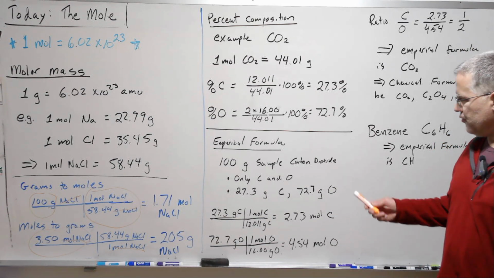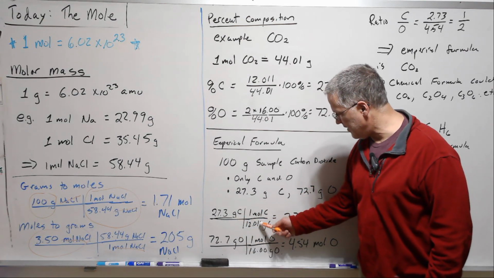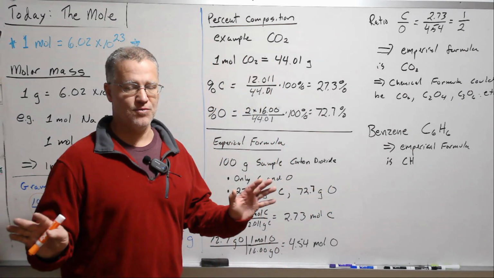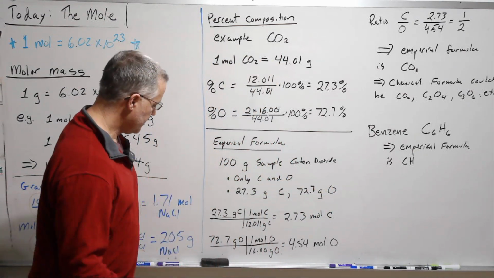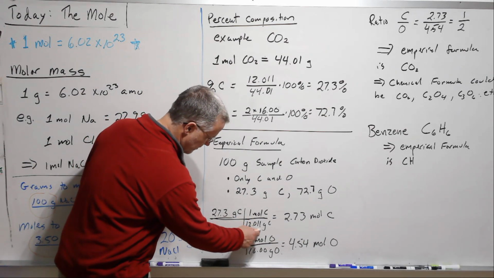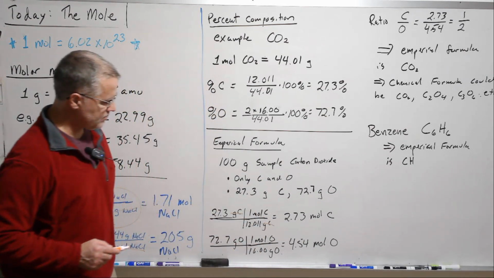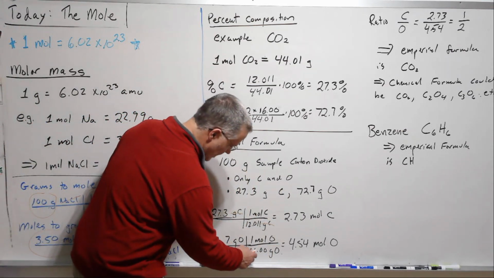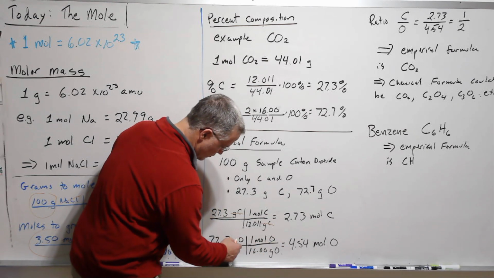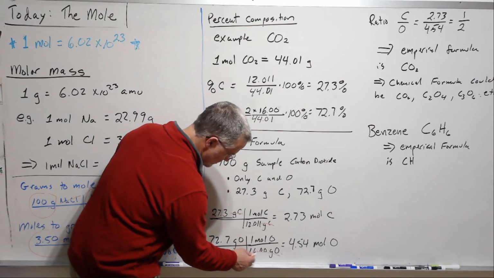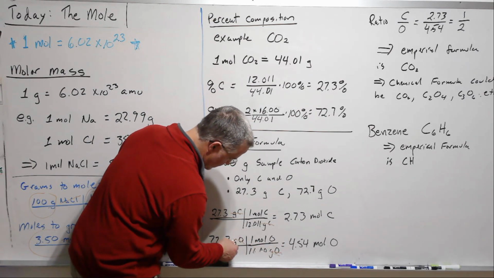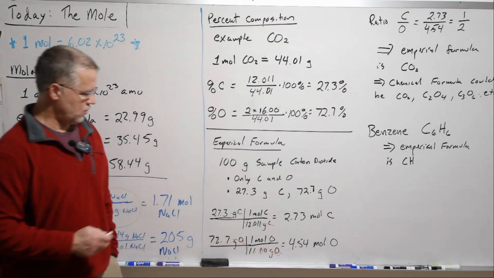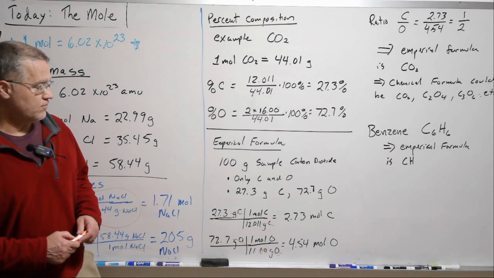Okay. So what do we do? Well, we'll take the 27 grams and then we want to figure out how many moles of carbon that is. Remember, we're pretending we don't know the formula for carbon dioxide. So 1 mole of carbon, 12 grams. So this will cancel the grams, and this gives us 2.73 moles of carbon. Now we do this same thing for oxygen, 72.7 grams. Grams of oxygen cancel. And so we have 4.54 moles of oxygen.